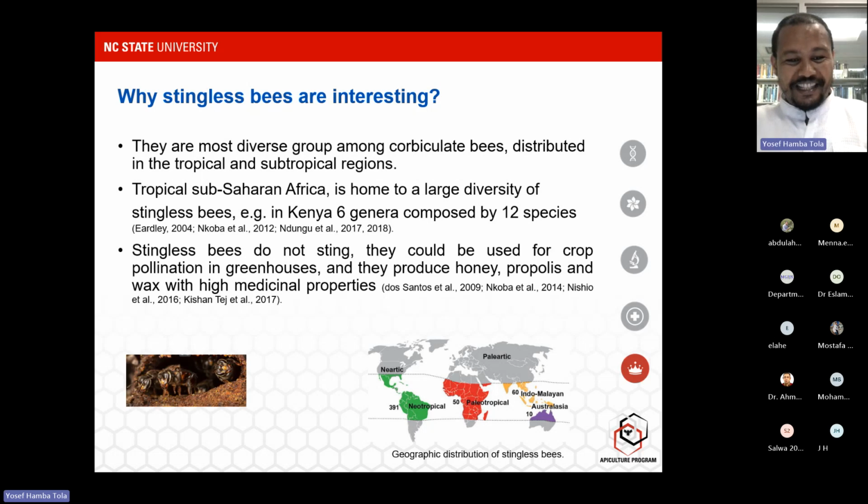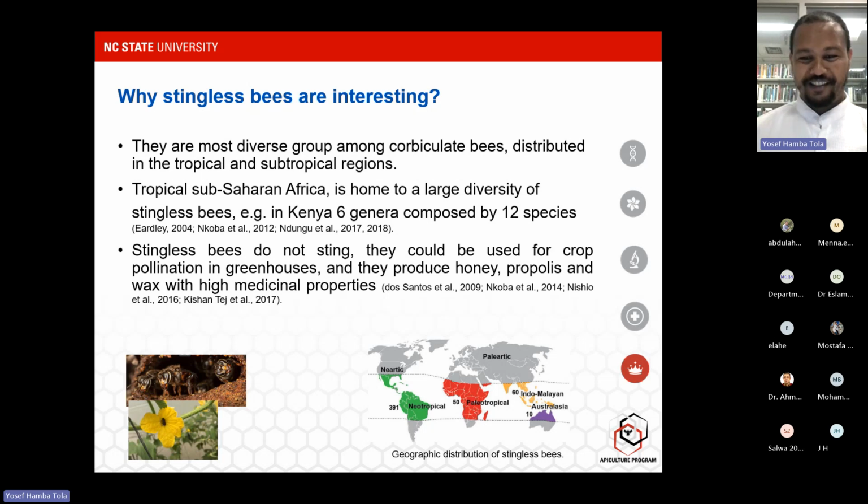That means since they are not stinging, we could use them for crop pollination, even in greenhouses. Sometimes it is difficult to put honeybees in a greenhouse for pollination, but you can easily put stingless bees in the greenhouse for pollination service because they are not stinging. I mean, while they are there, you can do your own work.